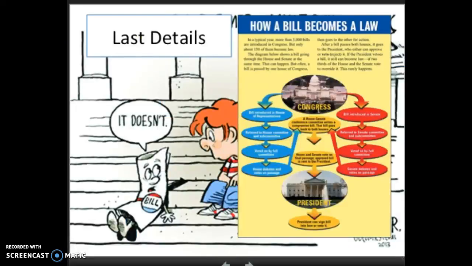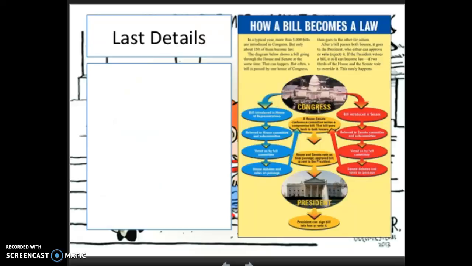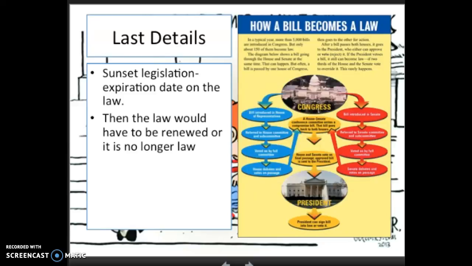Okay, last couple of details that I just want to cover. So there are different types of legislation. I call them the sun legislation. So we have sunset legislation. Sometimes when Congress writes a law, they're not sure how well it's going to work out, or maybe they don't know if it's going to be needed forever, and they put an expiration date on it. And then the law would have to be renewed, or it's no longer the law.